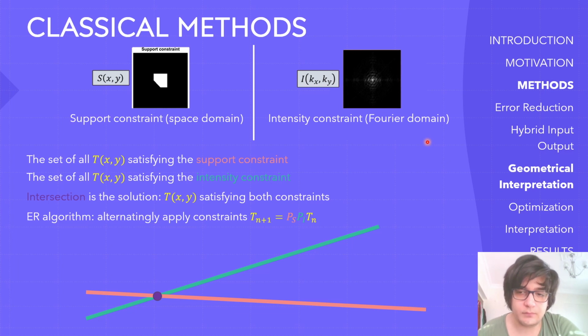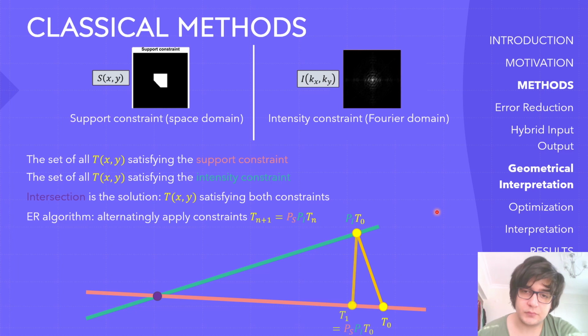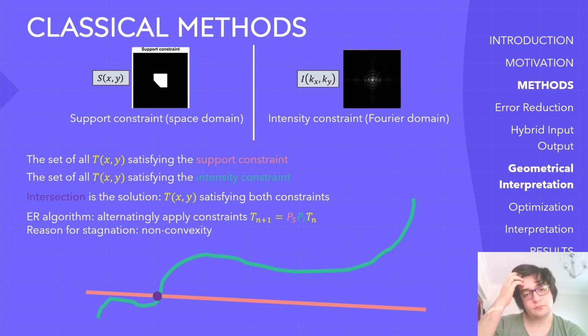The ER algorithm alternatingly applies these two constraints. This enforcement corresponds to a projection operation geometrically, since it finds the closest point in this set. So it alternatingly applies these constraints, and the error reduces in each step, as you can see. But we don't actually converge to a good reconstruction, and the reason for this stagnation is non-convexity.